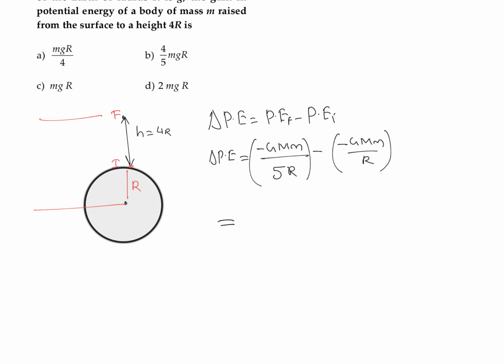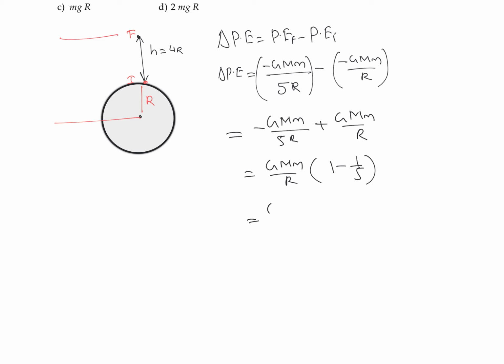So we can find out the value of change in potential energy. This can be written as minus GMm divided by 5r minus of minus GMm by r. This minus becomes plus GMm divided by r, or if I take this GMm by r as common, the remaining thing is 1 minus 1 divided by 5. So we can write this as GMm divided by r into (5 minus 1) which is 4 divided by 5. So this will give the value of change in potential energy.